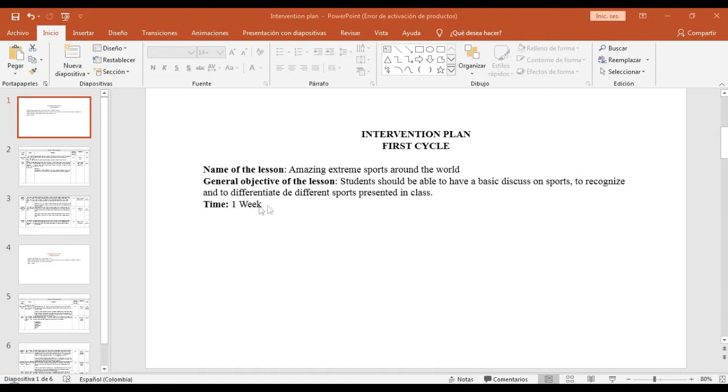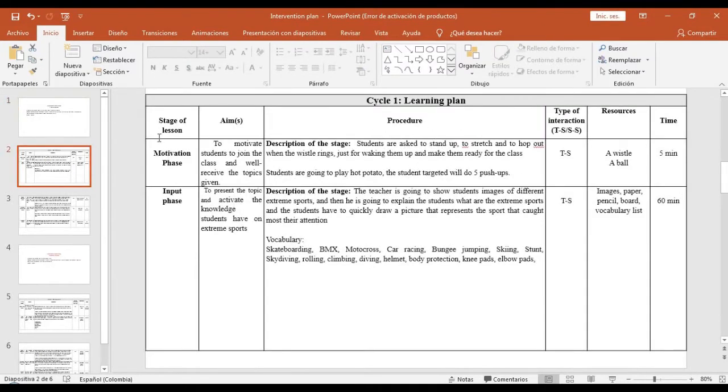The time is 1 week. It depends on the hours that students weekly receive in each school. So let's start with the motivation phase. The aim is to motivate students to join the class and receive the topics given.